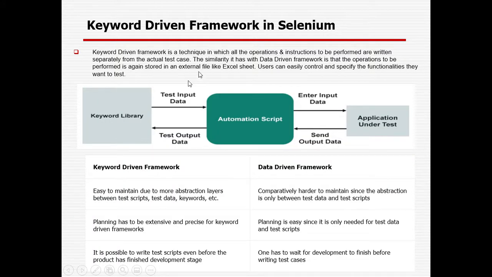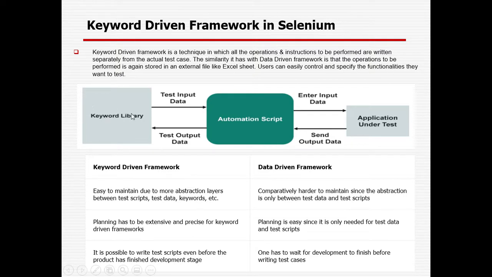The keyword-driven framework is nothing but a technique in which all the operations or instructions that we need to perform are written separately from the actual test case. The similarity it has with the data-driven framework is that the operation to be performed is again stored in some external source. Here all the operations or program-like methods will be written, so the user can easily control and specify the functionality they want to test.